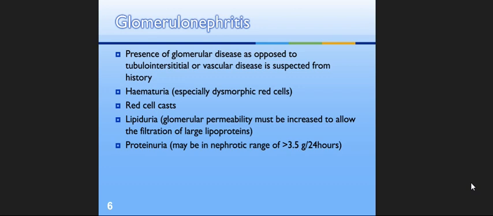Proteinuria. We have two types of proteinuria, as I have told you before. We have what's called the non-nephrotic range proteinuria, which is less than 3.5 grams daily, or the nephrotic range proteinuria, which is more than 3.5 grams daily. And proteinuria in nephrotic syndrome is mostly of nephrotic range, i.e. more than 3.5 grams daily.